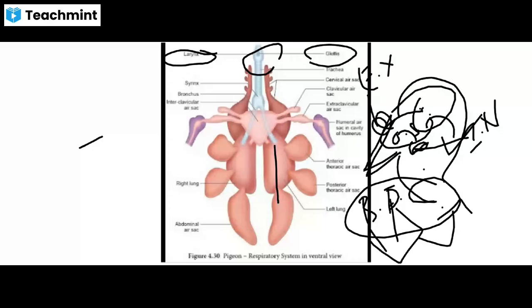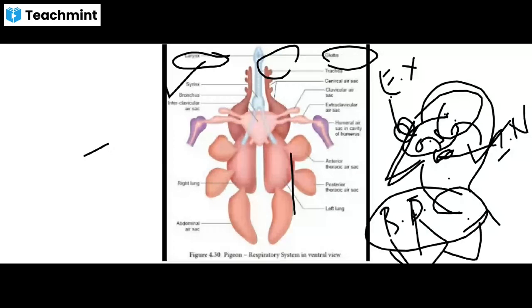It is a reduced part in the pigeon respiratory system. Next, we will see what the larynx is. The larynx is an expanded voiceless chamber and it is greatly reduced in birds. Normally in eutherian mammals, the larynx is a voice producing organ, but in birds it does not produce voice or sound. It is an expanded voiceless chamber, it cannot produce sound, and it is greatly reduced in birds.